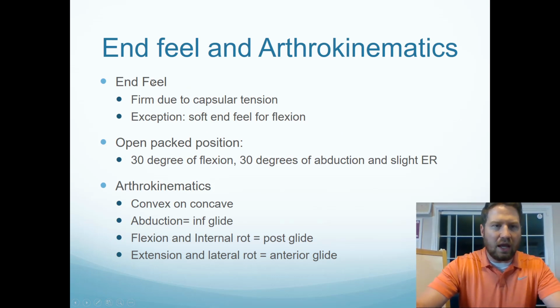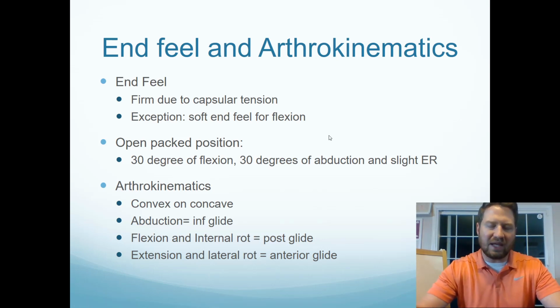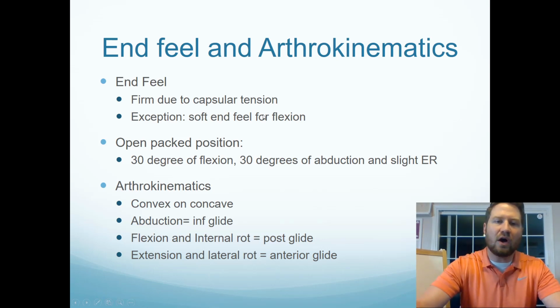So end feel with the hip is going to be firm in all directions. This is due to capsular tension, and there are also some ligaments in there that we're going to talk about that also provide that tension. The one exception is in hip flexion, because soft tissue approximation is going to be the restriction for that. When we start talking about the capsule and the ligaments, you will see why it is soft for flexion. There's an anatomical reason for that.